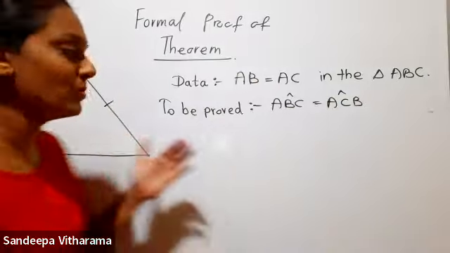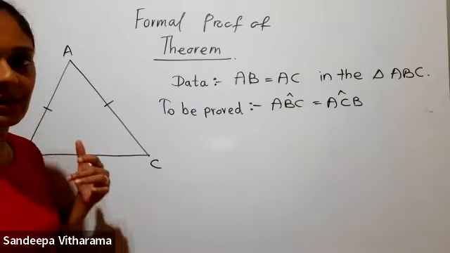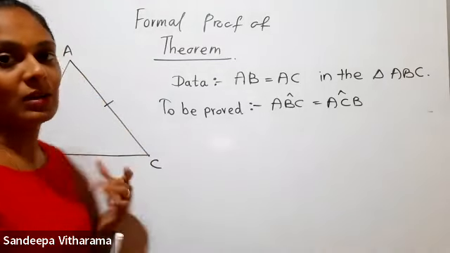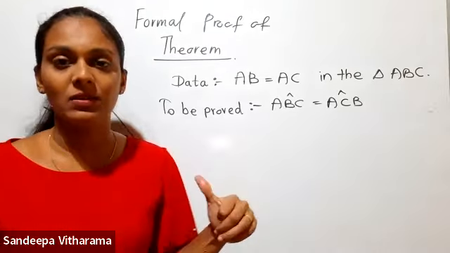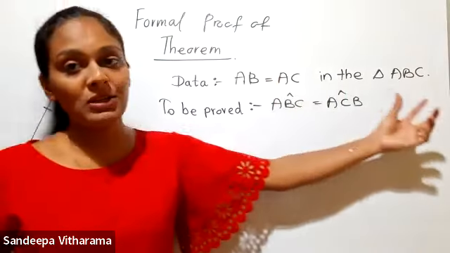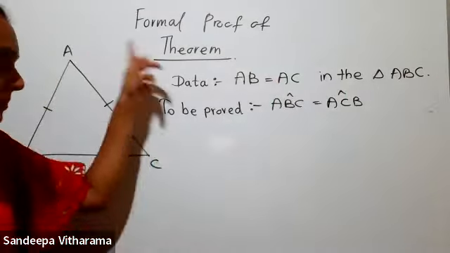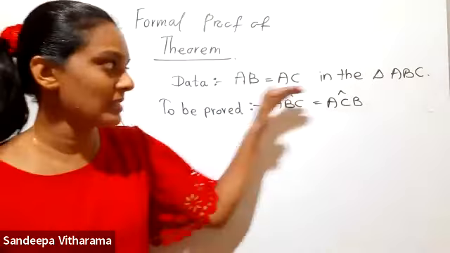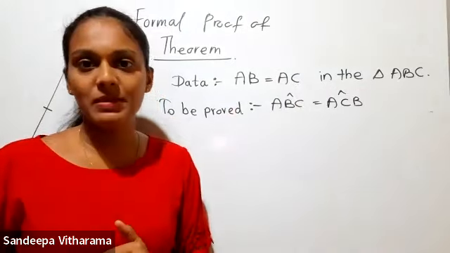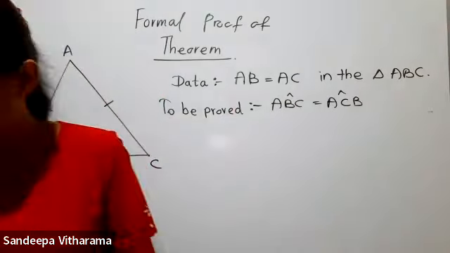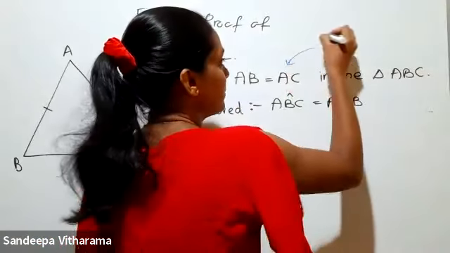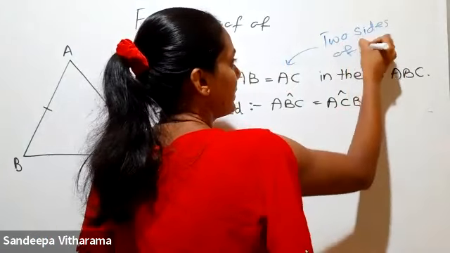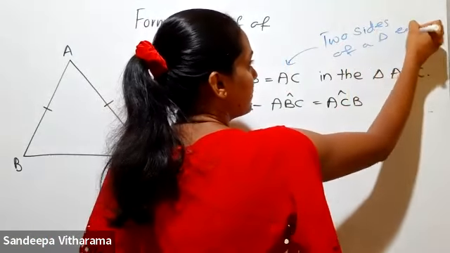AB equals AC in the triangle ABC means the two sides of a triangle are equal. That is the data. That means you can name the triangle according to your desire. You can name this as PQR or you can name this as XYZ. Then this information differs according to the name of the triangle. Therefore, actually it is difficult to remember all the symbols. So you have to remember that any two sides of a triangle are equal.